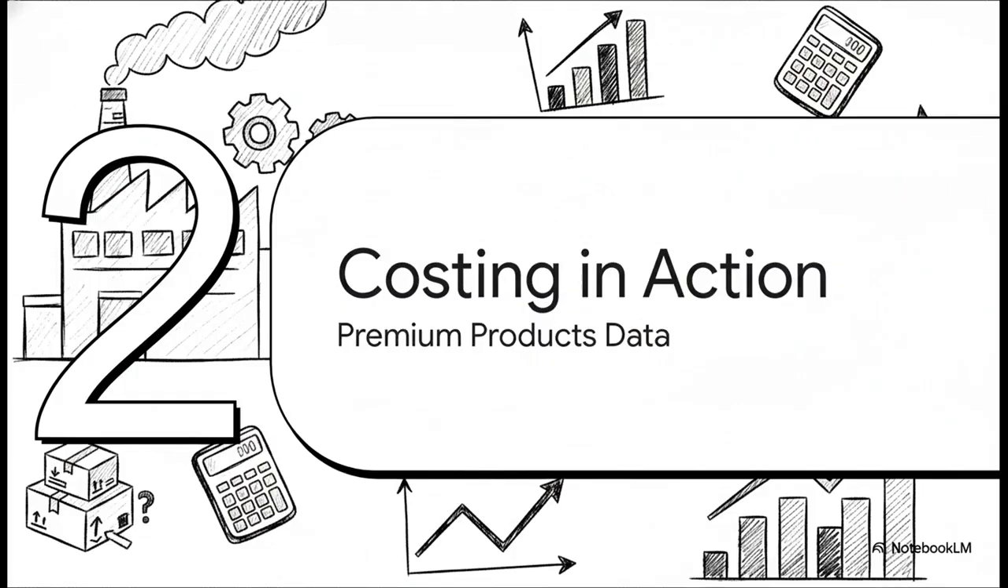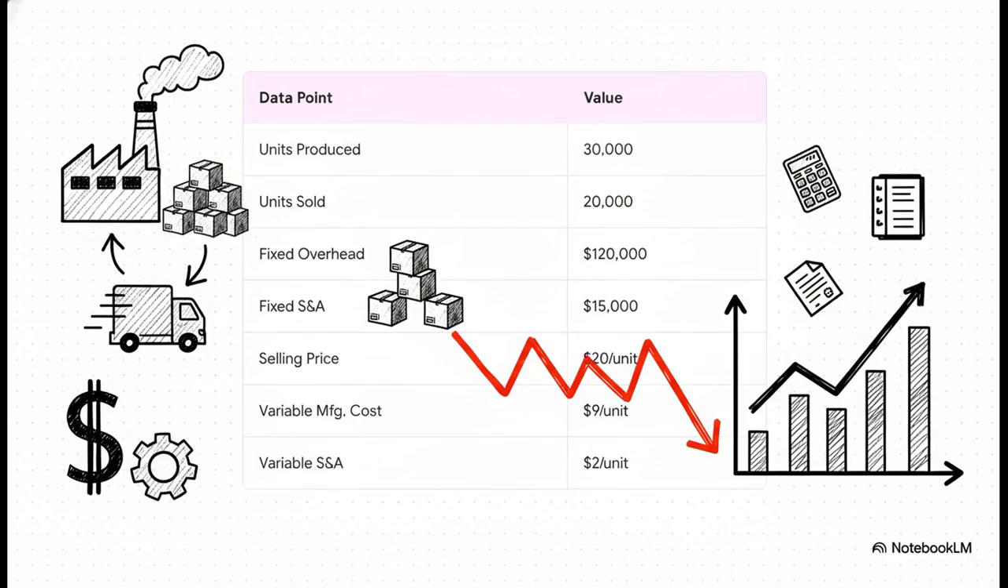Okay, so much for theory. Let's see how this plays out in the real world. We're going to apply these two methods to a data set for a hypothetical company we'll call Premium Products to really quantify the impact. Here's our data for the period. We've got our costs and prices, but I want you to focus on two numbers in particular. Our fixed manufacturing overhead is $120,000, and most importantly, notice that the company produced 30,000 units, but only sold 20,000. This gap between production and sales is the catalyst for the entire divergence we're about to calculate.